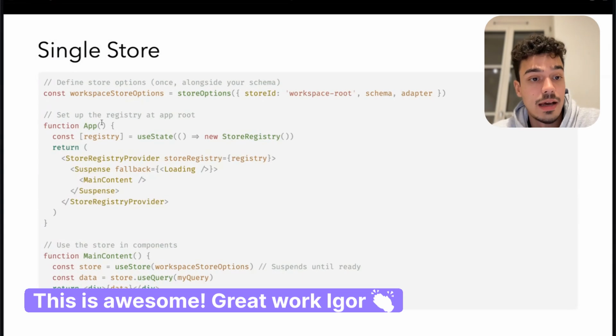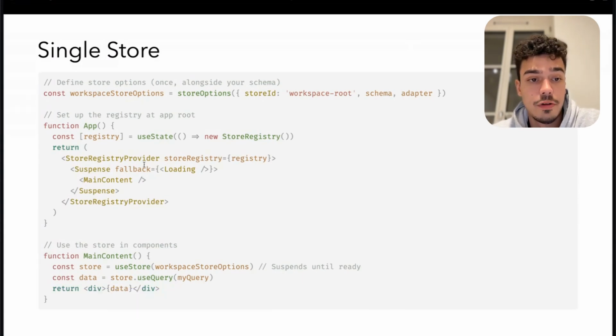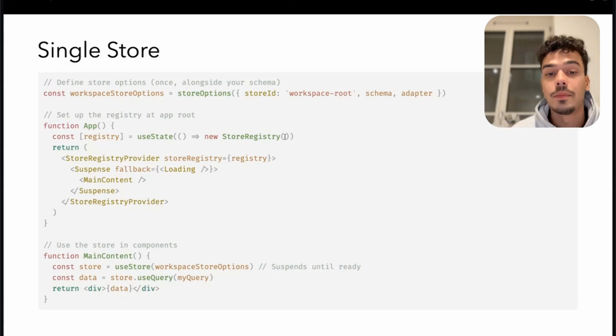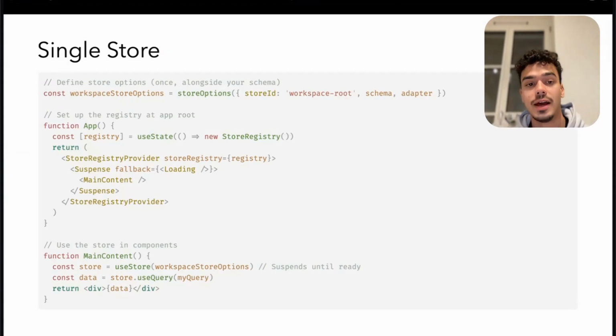And then in the app at the root, as I just mentioned before, you have the store registry provider, to which you provide the registry. And here you can put some default configuration that we apply to our store instances. Then in a component somewhere in your app, you have useStore, where you pass those store options that you created somewhere before in your app. And similar to before, you just query that store. So for a single store, not much changes here.